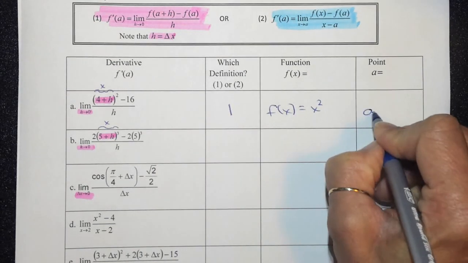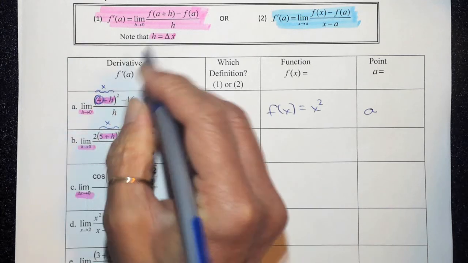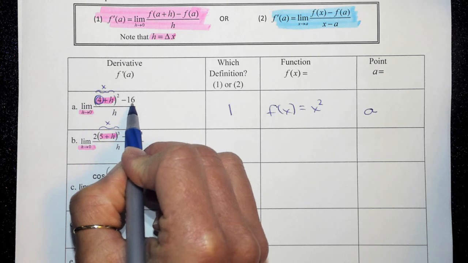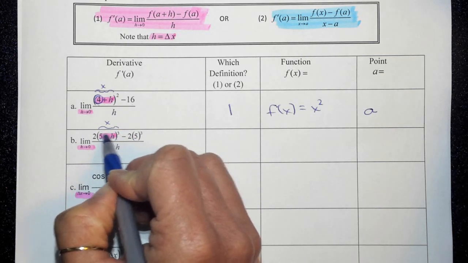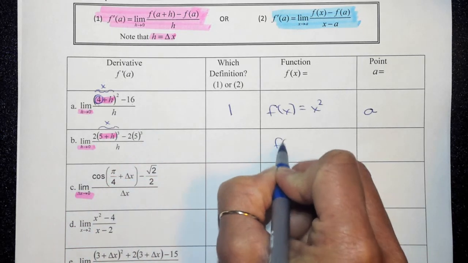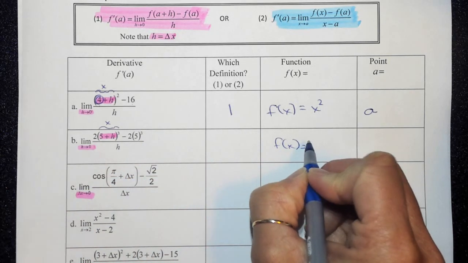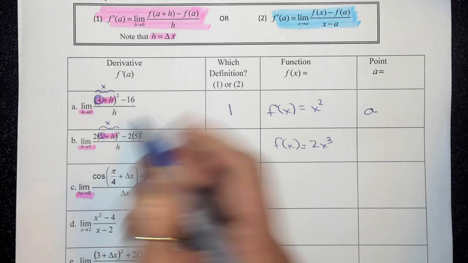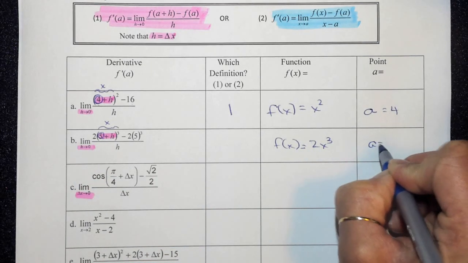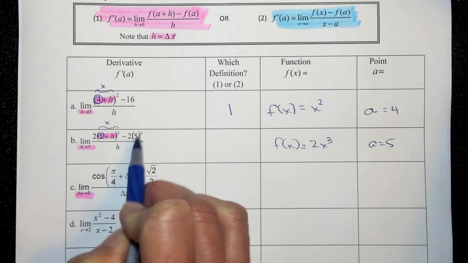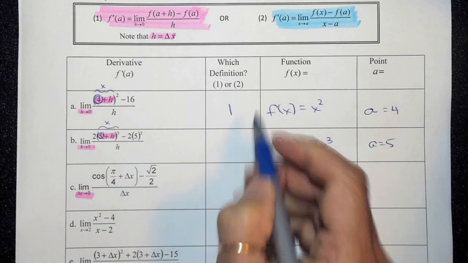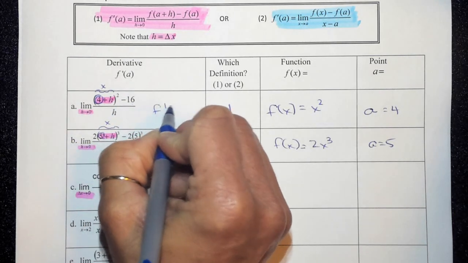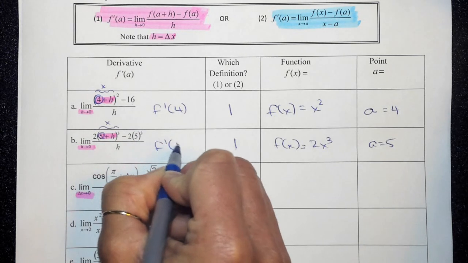So what we're saying is that our a value is this. If you go back up here and look, it's 4. What's 4 squared? It's 16. So then here we're saying that this is my x. So we're saying the function here is 2 times x cubed. So our a value is 5. So if I were to say, okay, 2 times 5 cubed, I would have that value, whatever it is. So I'm using definition number 1 here. And what they're saying is find the derivative, because this is a definition of the derivative, at 4, or find the derivative at 5.